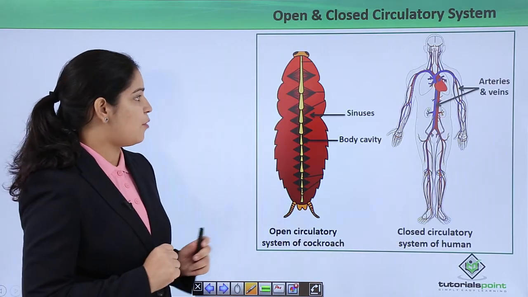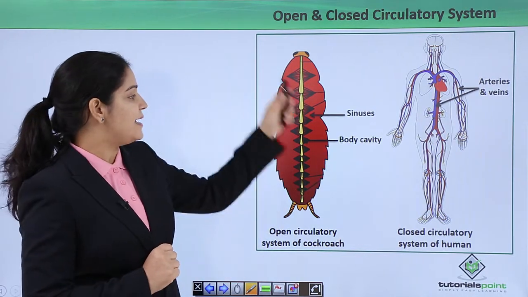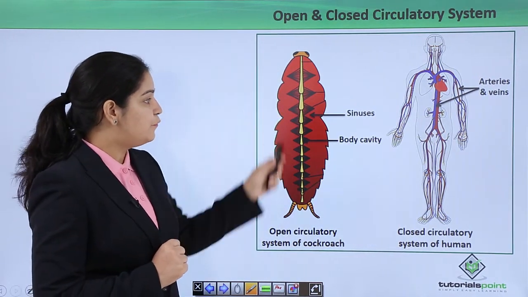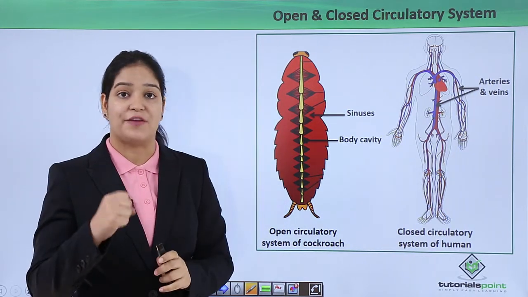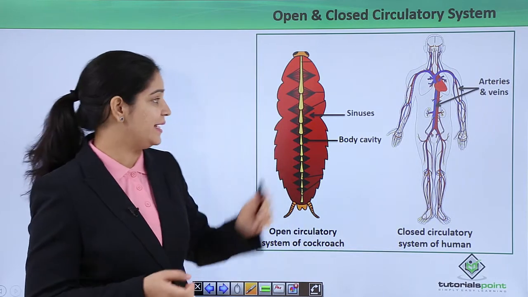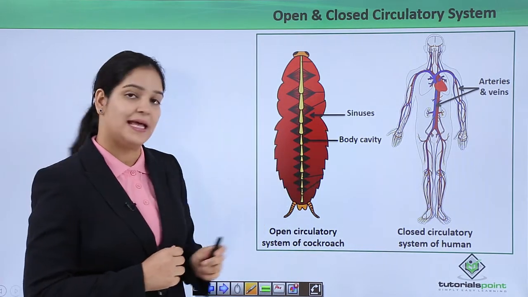Let's see the diagram of the higher invertebrate and the human body. In higher invertebrates, the fluid does not move in a proper network of capillaries, veins and arteries. It moves freely in the body cavity through sinuses and lacunae.